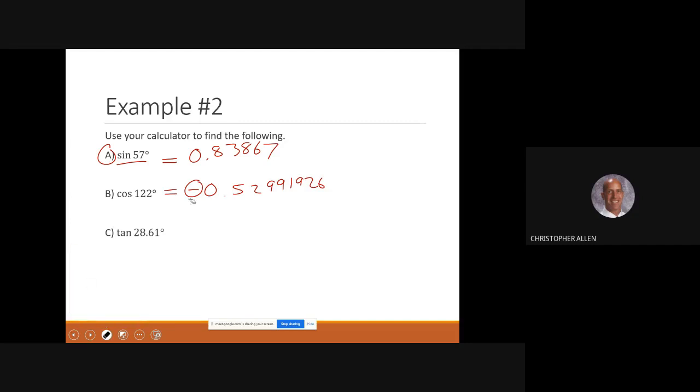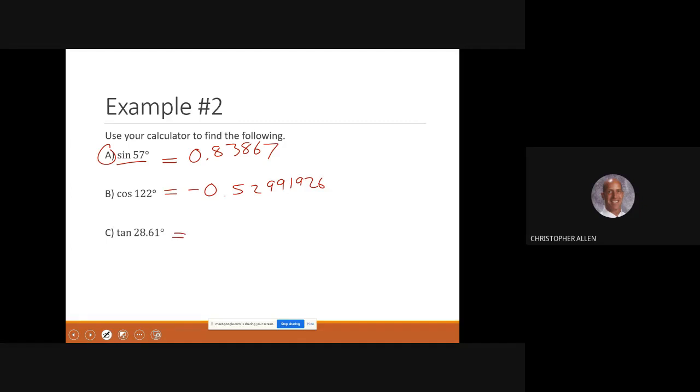I'll just tell you honestly, in this class we won't use the negative part, but if you take pre-calculus in the future, you will need to know the negative. It has to do with the fact that that particular angle would be in a different quadrant on the quadrant plane, but let's not worry too much about that. Now let's go ahead and figure out what this last one is.